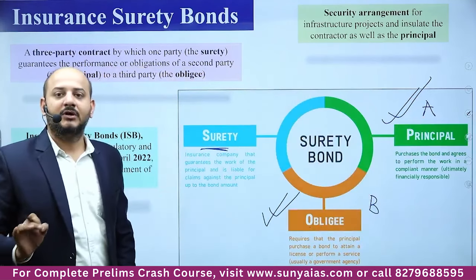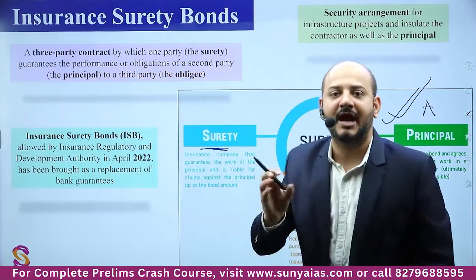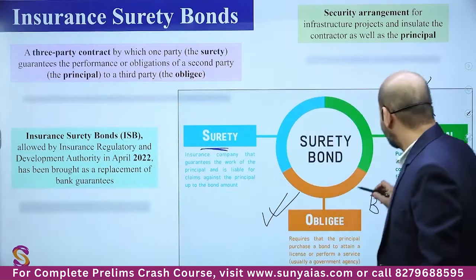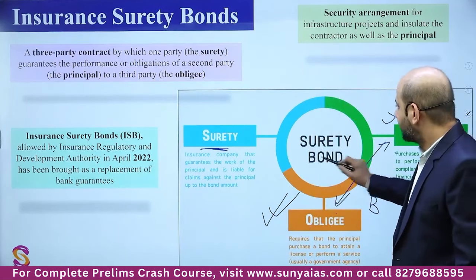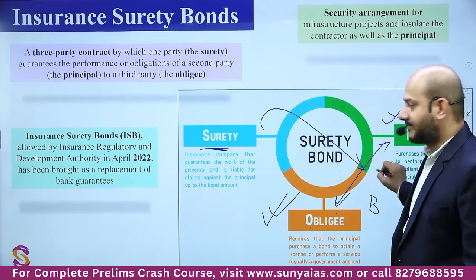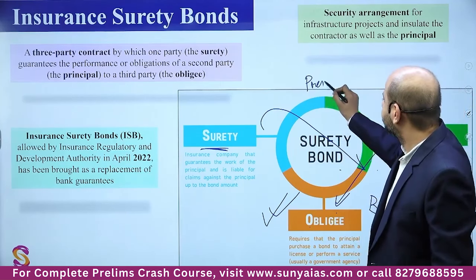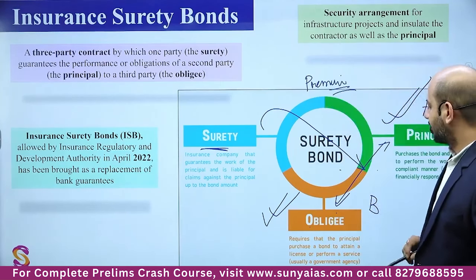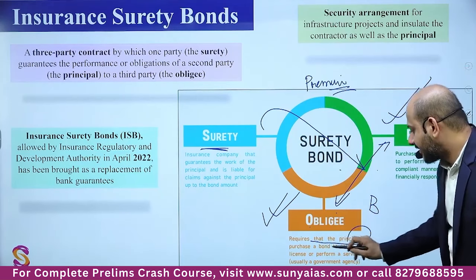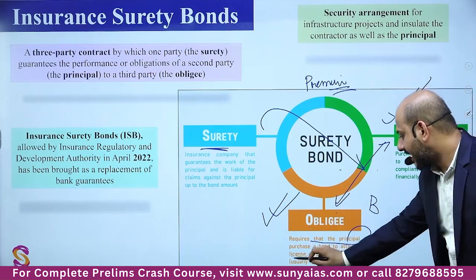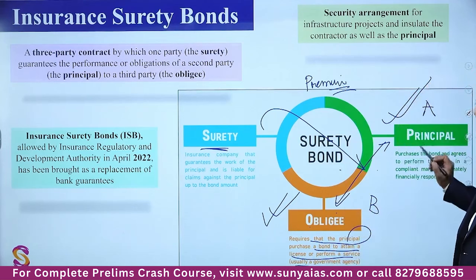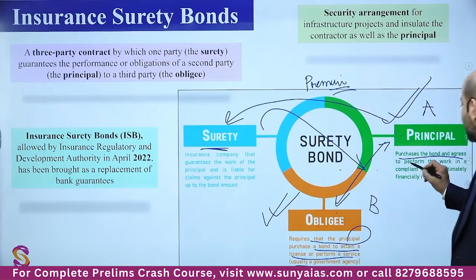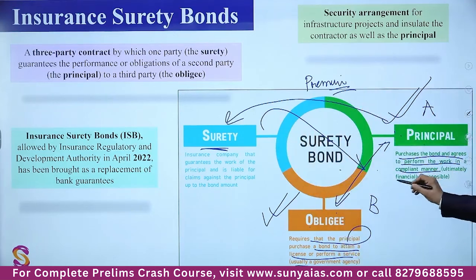They come into a legal agreement, a legal contract, that if timely services are not provided, then the insurance company will come and pay them. For that, they need to pay a premium. The obligee requires that the principal purchase a bond to attain a license or perform a service, usually a government agency as the obligee. The principal purchases the bond from the insurance company and agrees to perform the work in a compliant manner, ultimately being financially responsible.